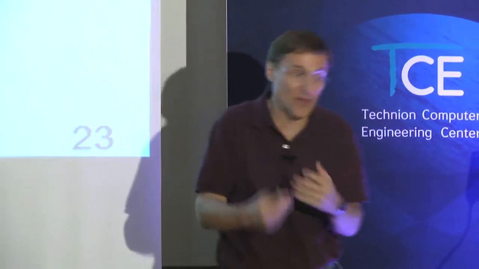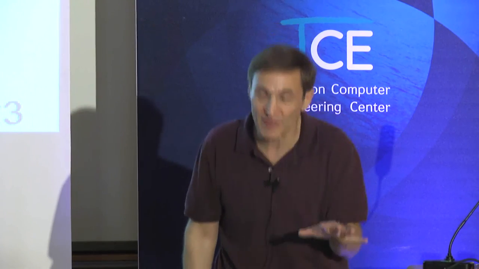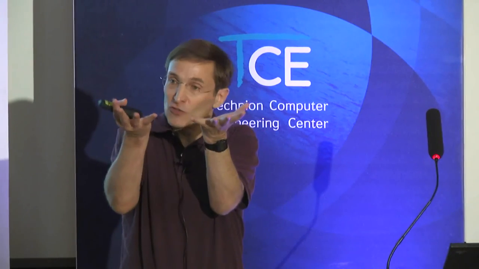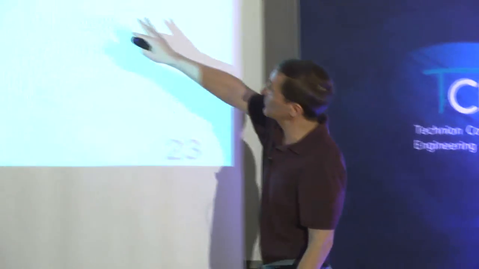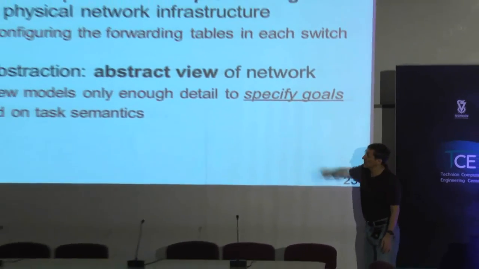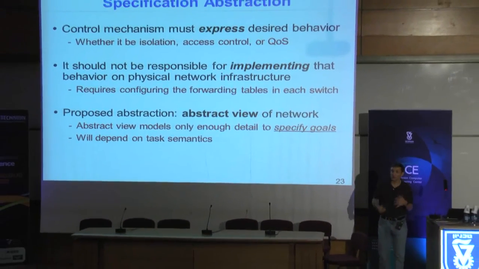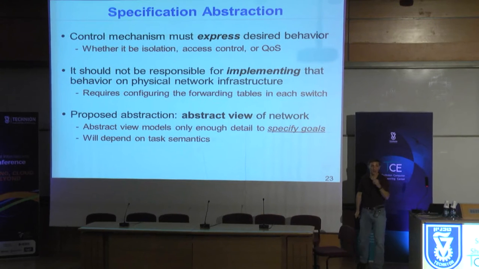But the control program, its job is to express the desired behavior. Meaning, like, if you want to do access control and you don't want A to talk to B, your control program's got to tell you that. The network has no idea whether A should talk to B. The control program has to tell you that. But the control program should not be responsible for implementing the statement A should not talk to B. That's going to require detailed configuration along every router along the path. And so our proposed abstraction is that rather than making the control program deal with the actual full network topology, you give it an abstract graph, a graph with many fewer details that only has enough details so that you can specify your goals. And how much detail will depend on what you're trying to do, whether it's quality of service or traffic engineering or access control.